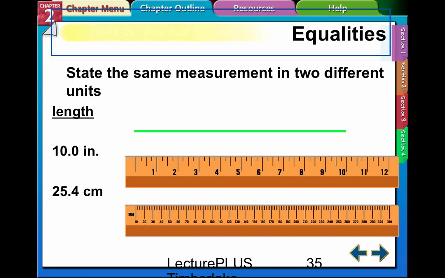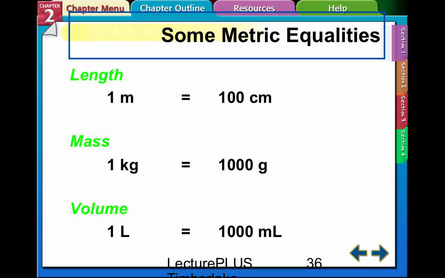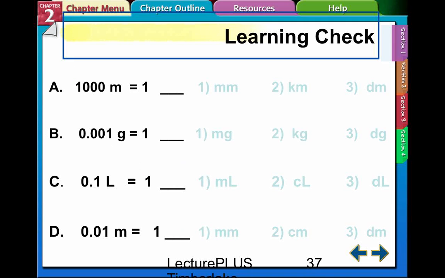Okay, state the same measurement for the two different lengths. You can see the top one is in inches and the bottom one is in centimeters. So if you followed this green line down and you measured it exactly, what would it be in centimeters? What would it be in inches? And you can see that 10 inches equals 25.4 centimeters. So we can use this. When you pick up a ruler, it will usually have inches on one side and centimeters on the other. Okay, so 1 meter equals 100 centimeters. So centi is 100th. Okay, these are conversion factors that you'll get to know.